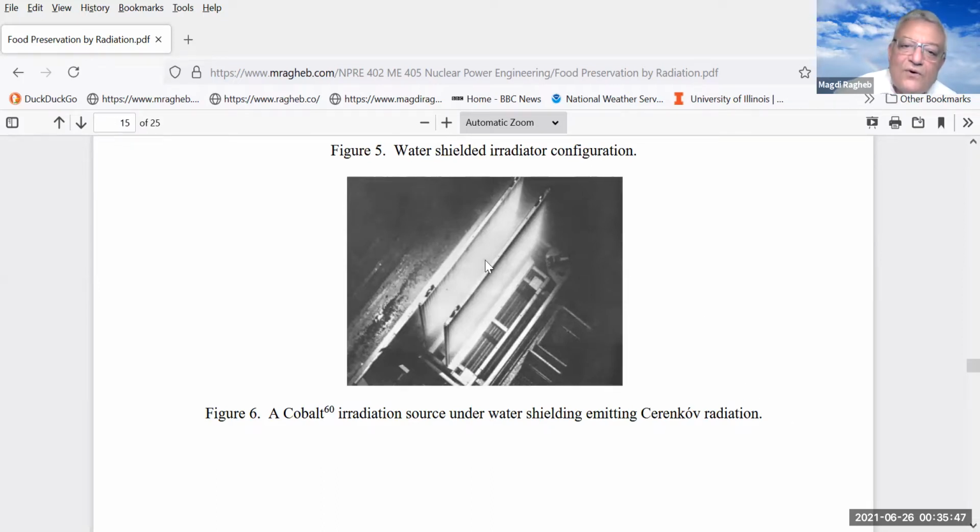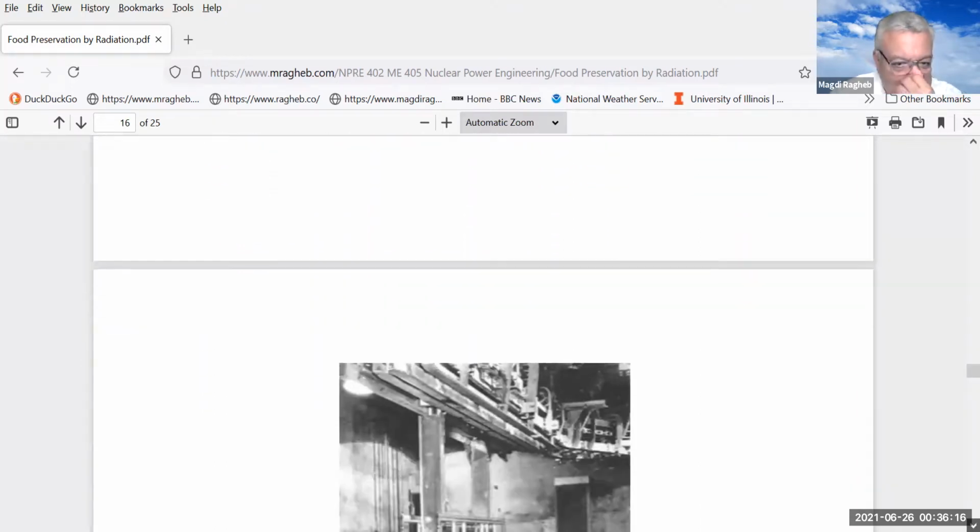If it is underwater, you'll find that the cobalt-60 emits a beautiful bluish color in the radiation. This is what is called Cherenkov radiation, where the electrons emitted move faster than the speed of light in water and emit that beautiful Cherenkov radiation. So this is underwater, it's well shielded. You raise those plates up, and in that case, you sterilize the food supplies.